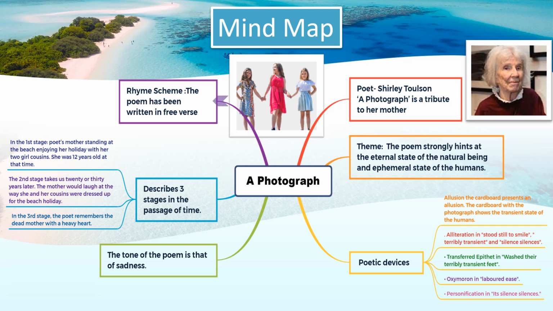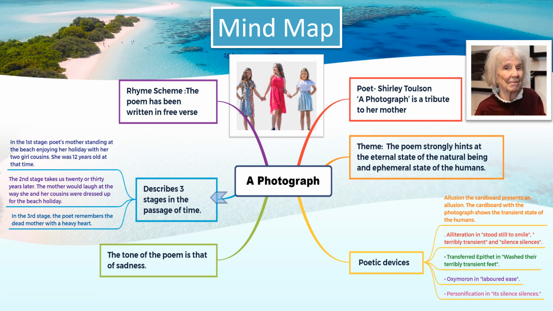The poem is composed in blank verse. Its title is very much appropriate as it reminds the poet of her mother. A photograph is something that captures a certain moment of someone's life. The person might change in course of time, but the memories attached with the photograph are eternal.